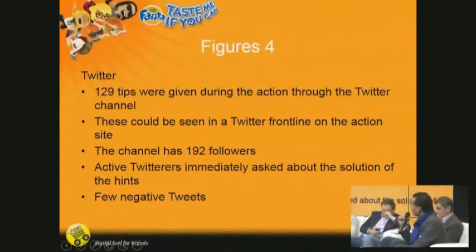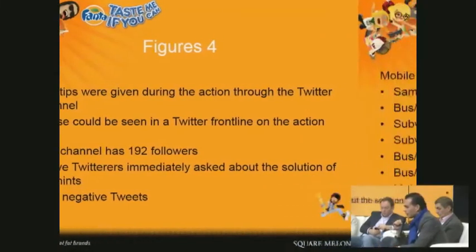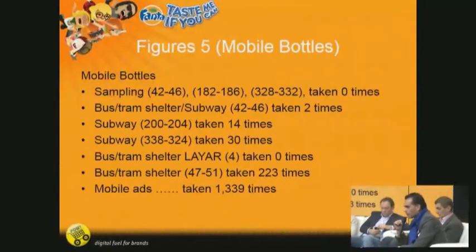The figures on social, on Twitter, there's only 129 tips. There were not a lot of people following us, but we did see a lot of retweets there, and very few negative tweets. The mobile bottles, we had sampling where we gave out the Fanta products. And actually, nobody was interested in that because people were just getting a can of Fanta, and they said, well, we couldn't care less about the game, just give us a Fanta, it's warm, get us our drink.